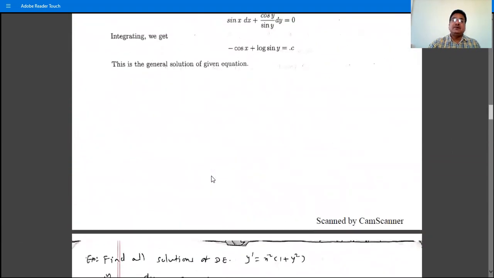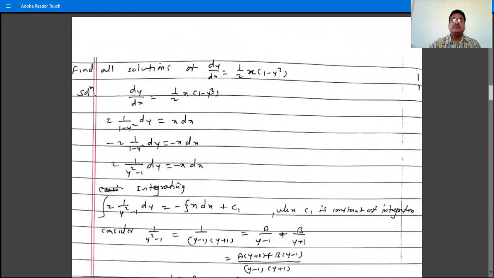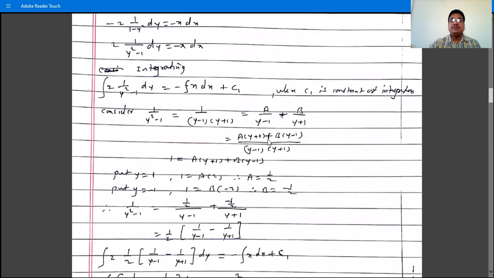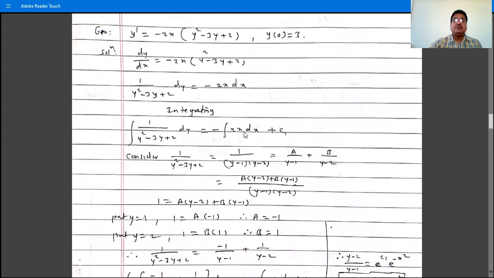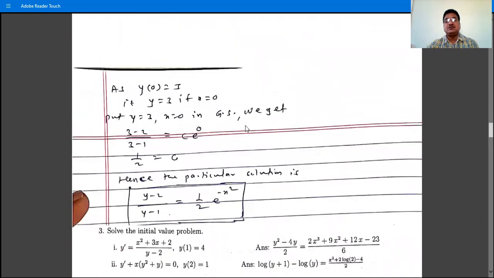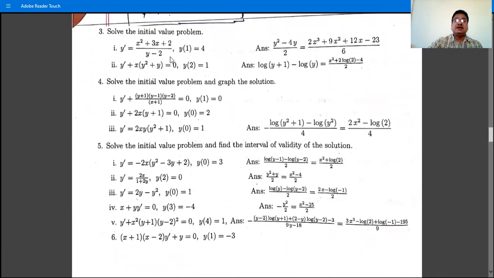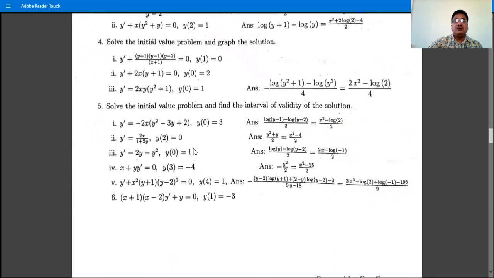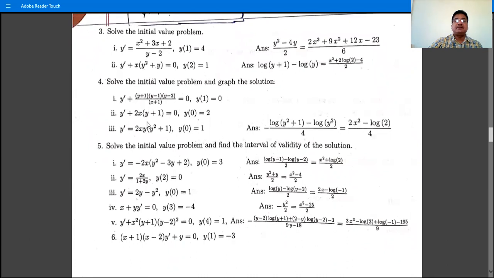So all these problems are of the variable separable form. If we observe this problem, then it is also of the same type, that is, by using integration by partial fractions. So all these problems are of the first type, that is, variable separable: separate the variables and integrate. So these are some problems for homework, for assignment. So write all the answers of all the problems in the assignment notebook. Just separate the variables and integrate.